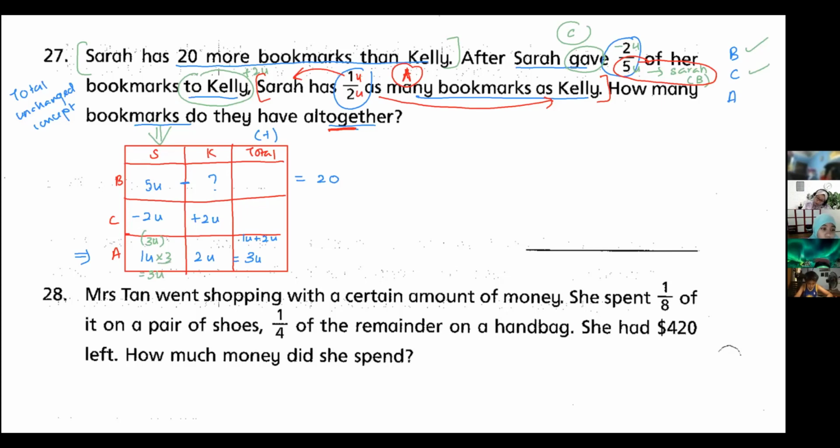If I times 3 here, here must also times 3. Here must also times 3. Equals to 6 units, equals to 9 units. Their total, this is 9 units. Here is also 9 units. Because for the total unchanged concept, the total before and after remains the same.